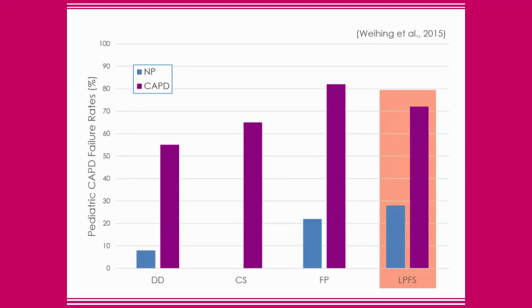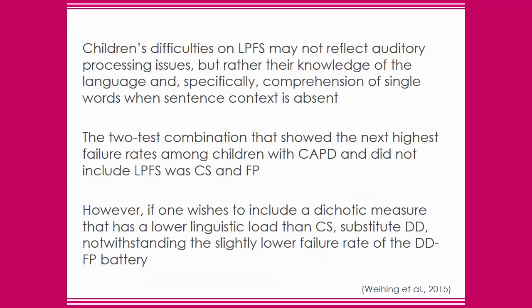Here's a figure from our 2015 study in which we compared the failure rates across a number of tests in our battery. And you'll find that the children with CAPD failed in large numbers all of the tests in the battery. You'll also notice, however, that the children who were normally processing, the NPs, actually failed the low-pass filtered speech test with a fairly high rate of failure. In fact, we can't be sure that the children's difficulties on low-pass filtered speech was reflecting an auditory processing issue.